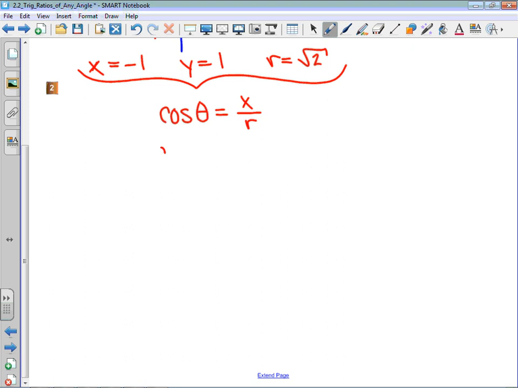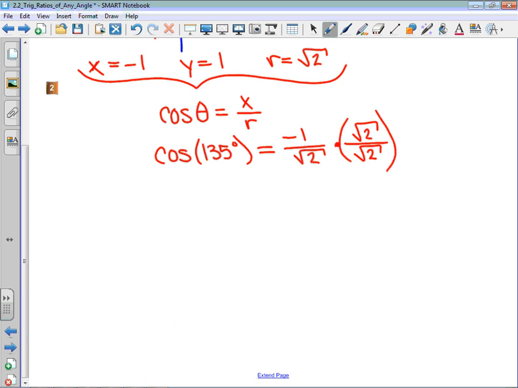So I'm going to say the cos of 135 degrees is equal to my x, which is negative 1, over my r, which is root 2. Now, way back in chapter 5, we spent an entire chapter telling you that you can't have a radical in the denominator, and that's still true. So we need to use our chapter 5 skills to rationalize this denominator. Because the denominator is just a single radical, I'm going to multiply it by itself, but I have to multiply the numerator by the same value.